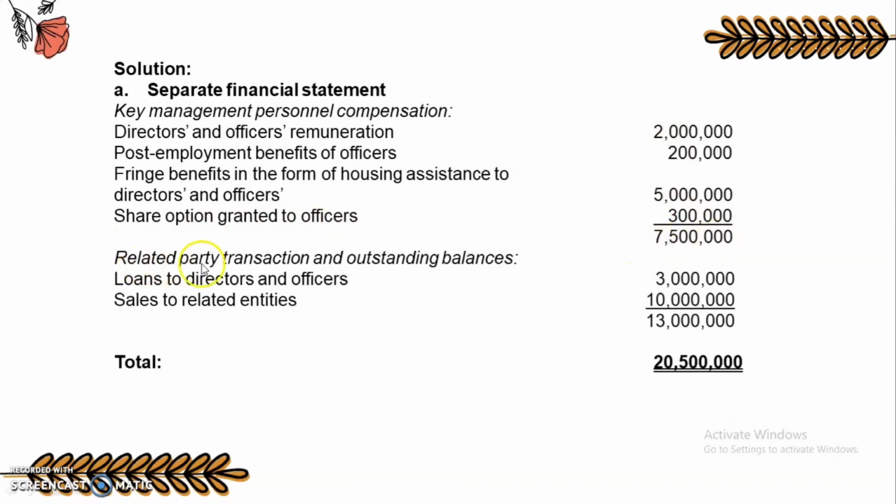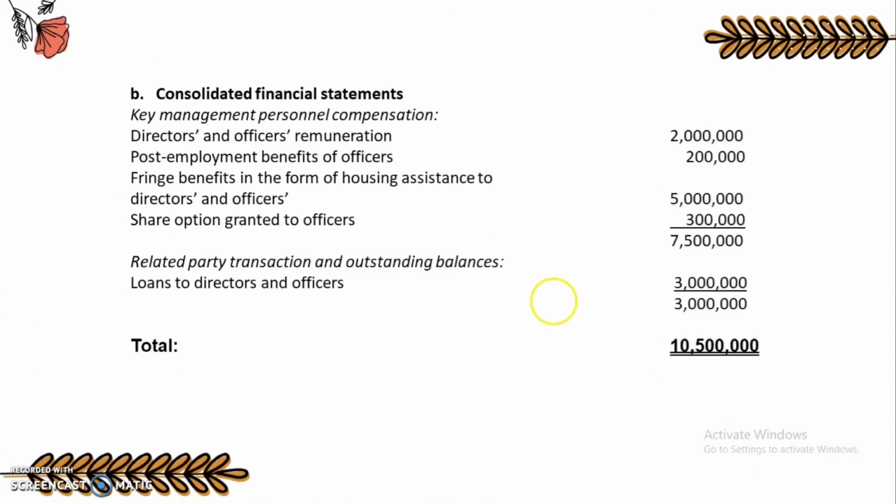Next, we'll get the related party transactions and outstanding balances. So loans to directors and officers 3 million, sales to related entities 10 million. Just add, 13 million. Just add the two totals, 7,500,000 plus 13 million will be a total of 20,500,000. For requirement B, we are required to get the consolidated financial statements.